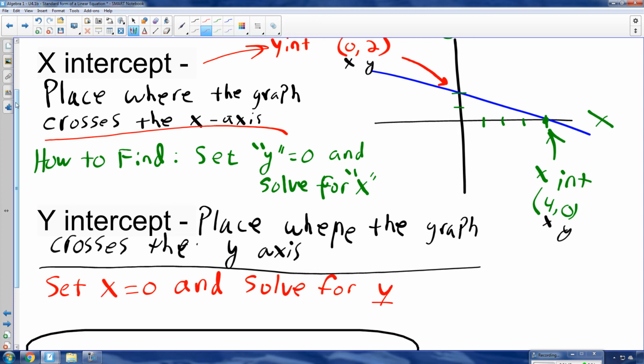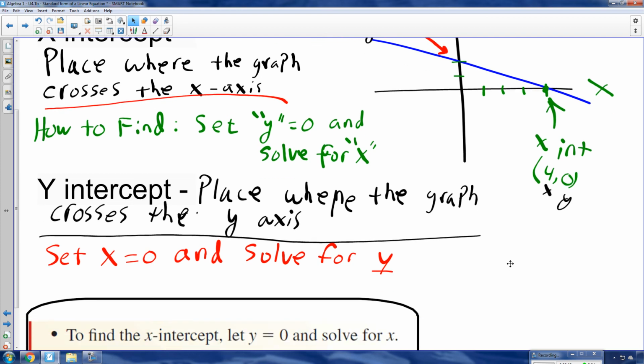Now what's happening is that the x value tells how far to the left or the right we are if we're on this line. How far to the left or to the right am I right now? I'm not. I'm on the direct center. So the x is going to be 0 at the y-intercept. Okay? Notice that they're the opposite variable.